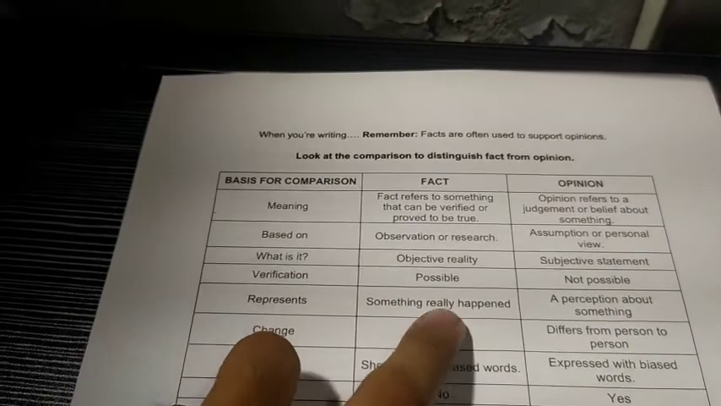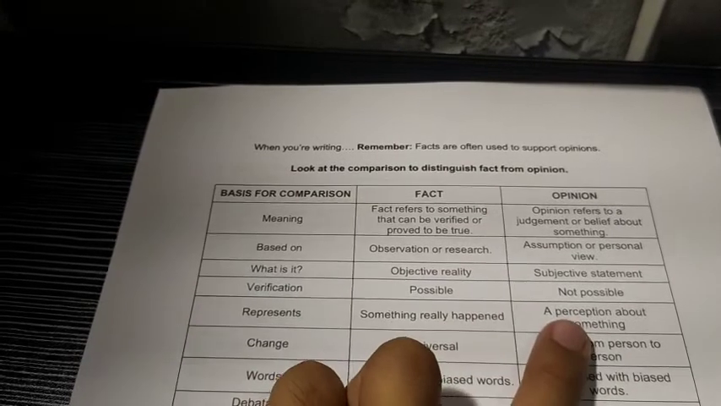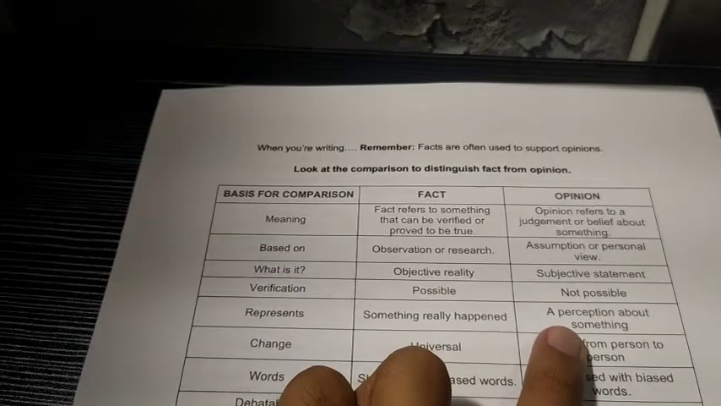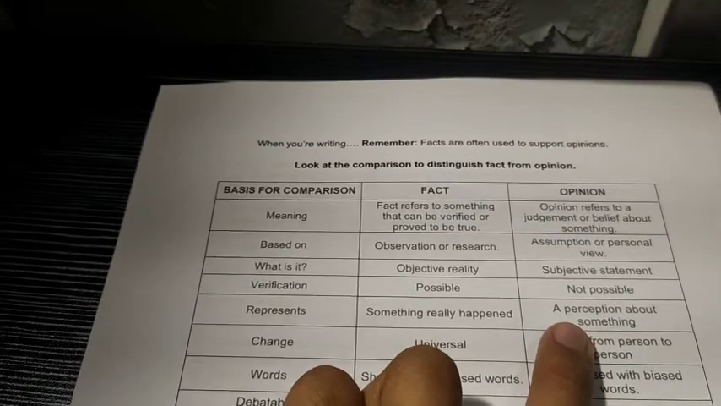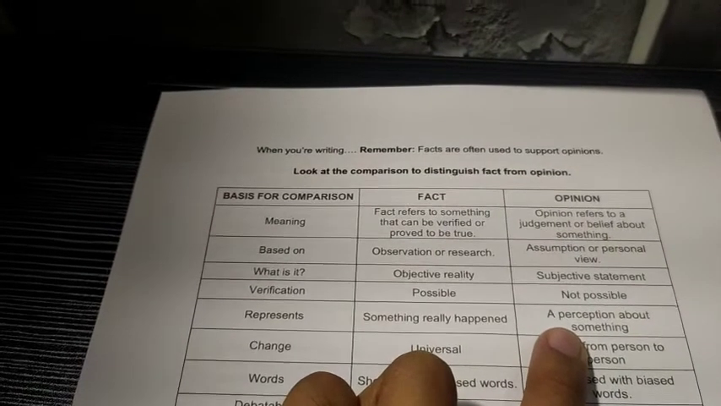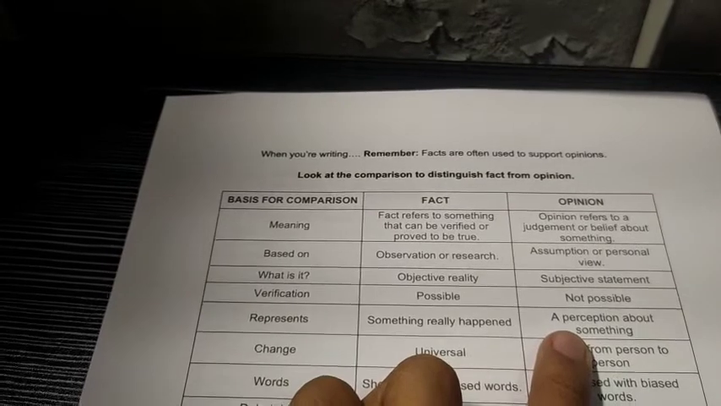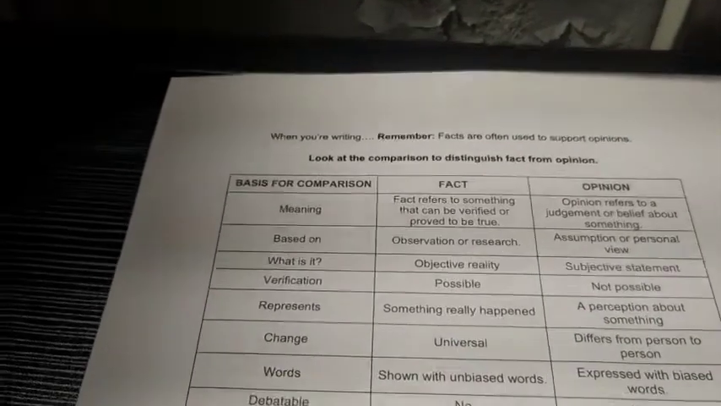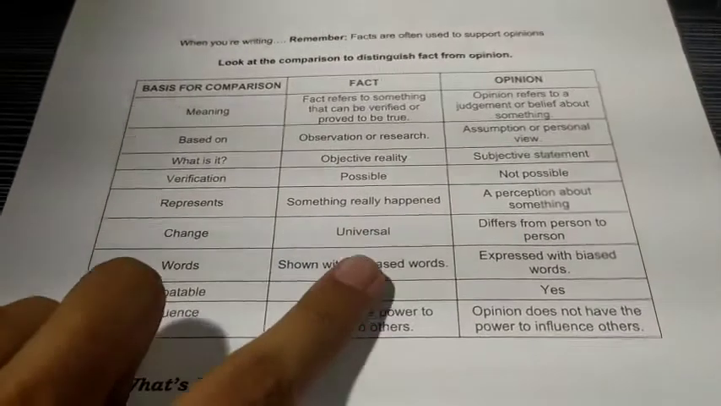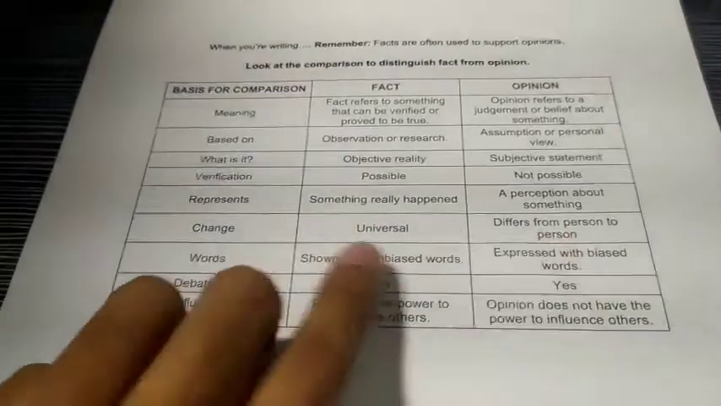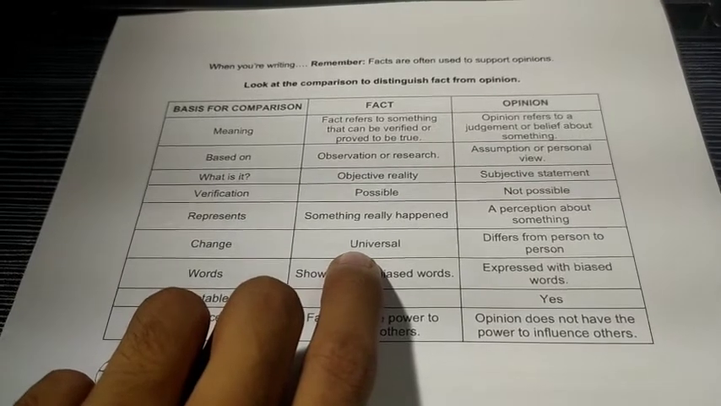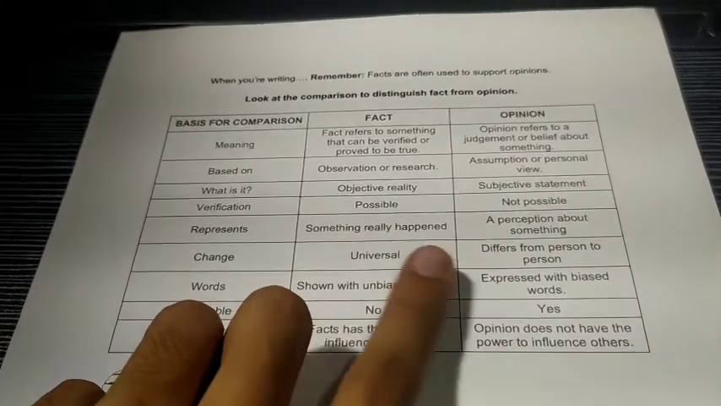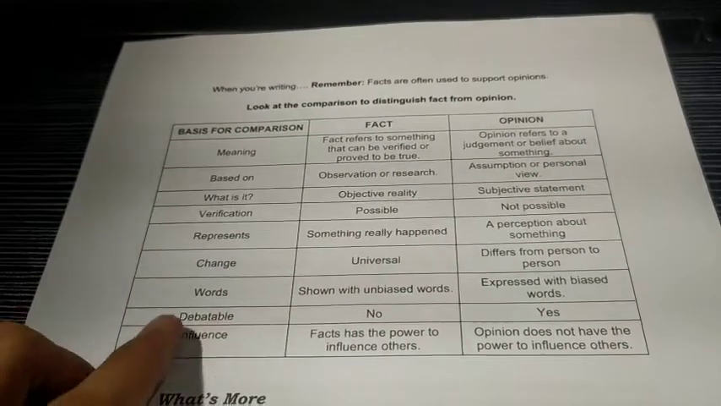Then, represents what really happened. But when we say opinion, it might happen but not true to all, or it might be a perception about something that can happen in some, but also cannot happen for other people. So change, universal, differs from person to person. Like what I have said, universal, meaning all people will agree because it's a fact. Then opinion, not all people will agree.